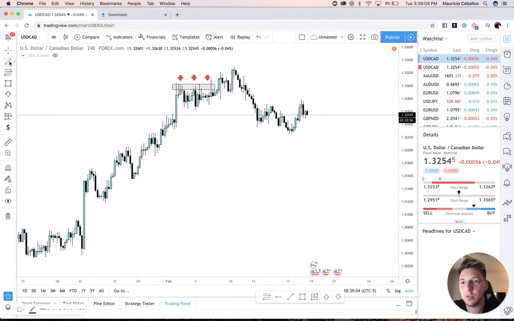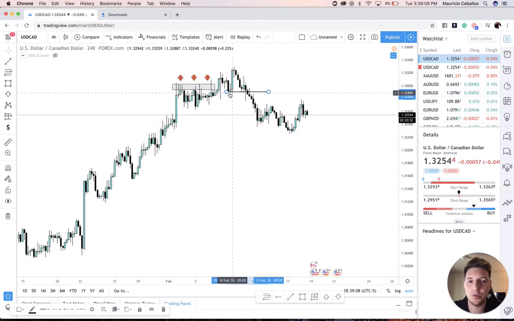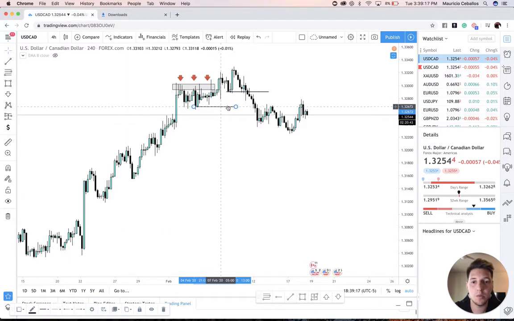As you can see, the market has run through this previous low, and not just that, it also ran through another low. When it runs through the first low, that is a break of structure. When it runs through the second low, I consider this a break of direction.